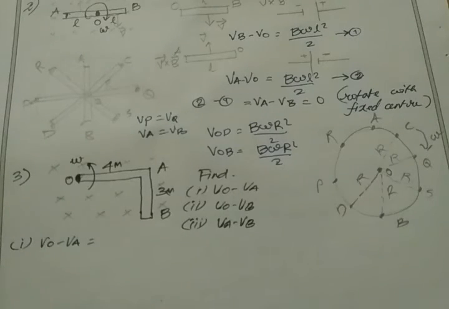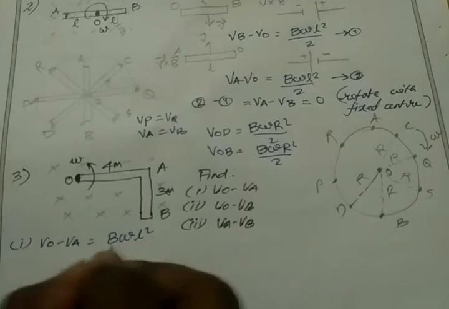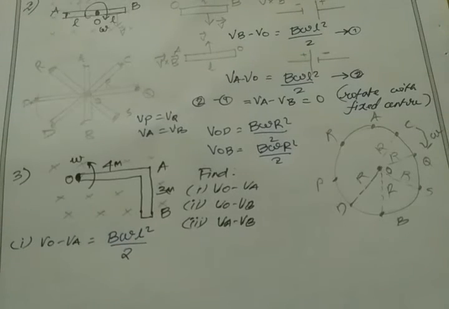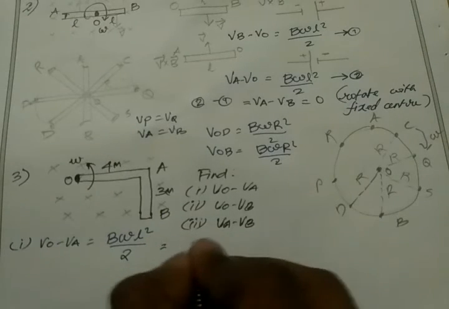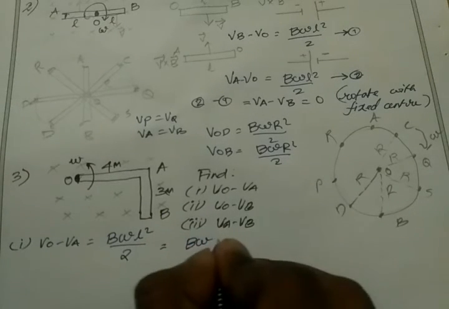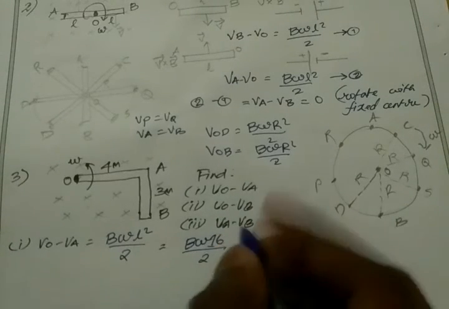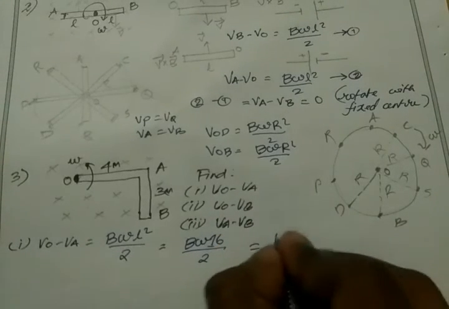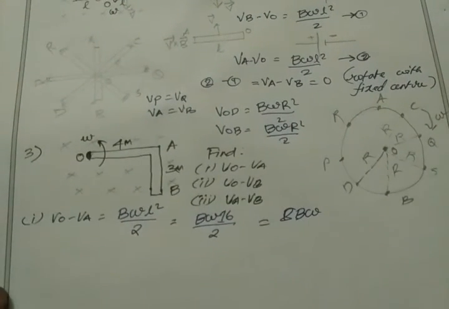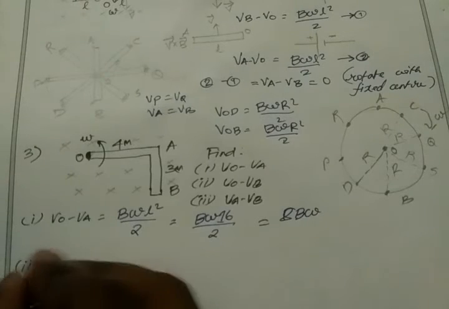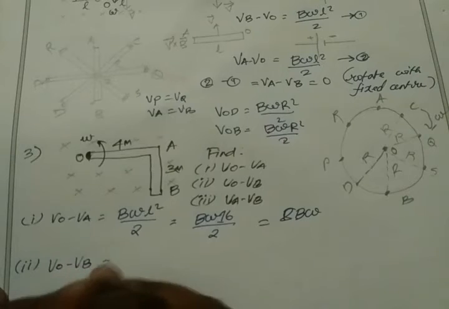Yes, what is the formula? B omega L square divided by 2, right? What is L here? For OA, our L will be 4 meter. So I get B omega 4 square, 16, divided by 2. Then I will get 8 B omega. So this is my VO minus VA. Correct? Then next one, VO minus VB. Yeah, try yourself.